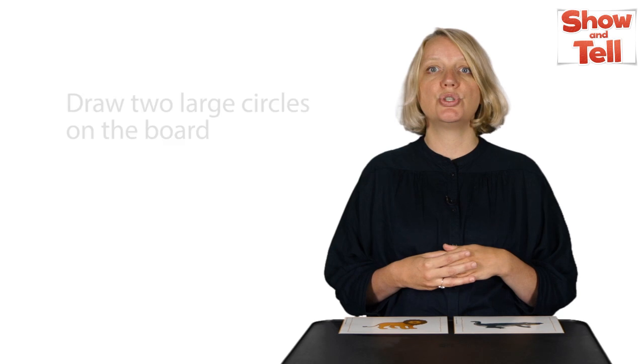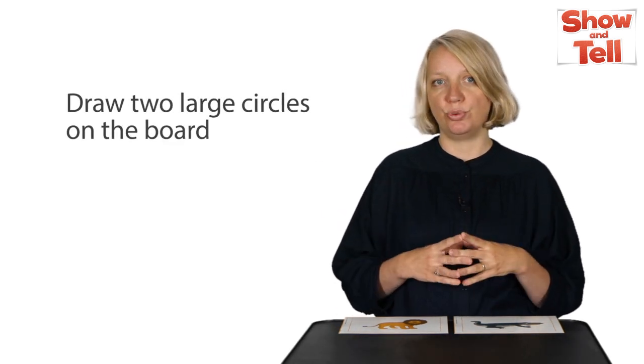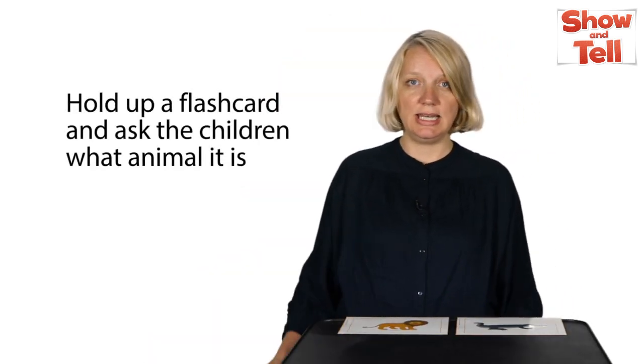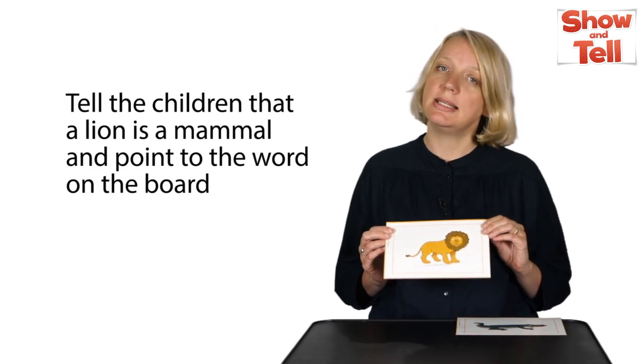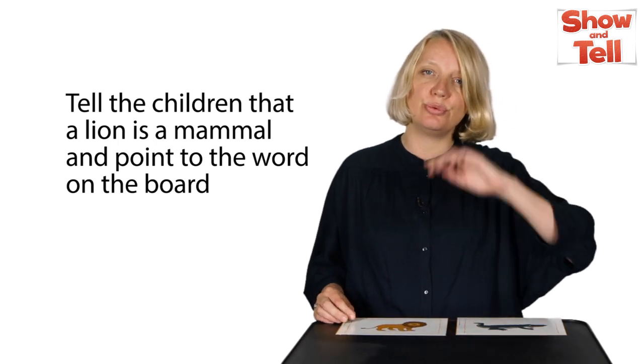In class, draw two large circles on the board. Write the two different categories under the circles. For this example, I'm going to use mammals and reptiles. Hold up a flashcard and ask the children what animal it is. They'll say, "It's a lion." Tell the children that a lion is a mammal and point to the word on the board.